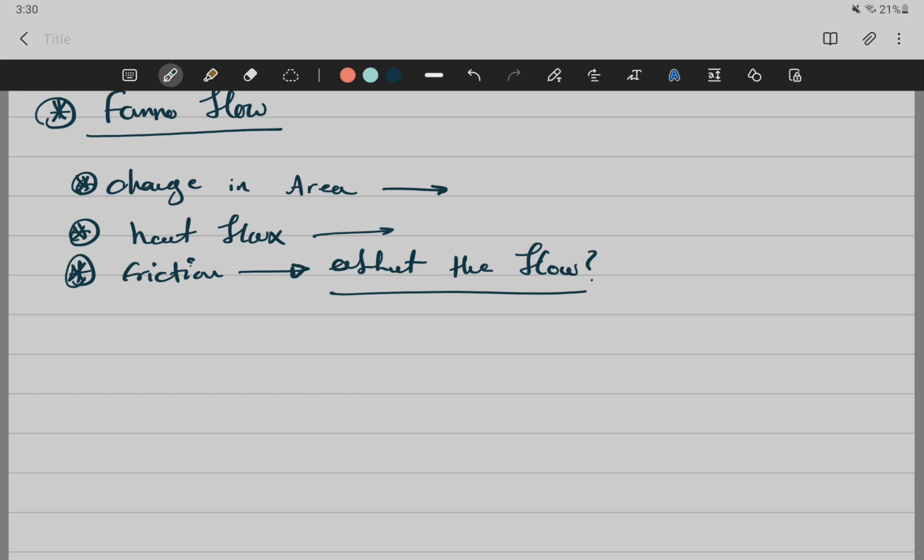So if a compressible subsonic flow is moving inside a duct, we will definitely have friction. And it will affect the velocity. It will either accelerate the flow or decelerate the flow. The same effects, right? So flow with friction, with a friction dominance, is going to be called the Fano flow.